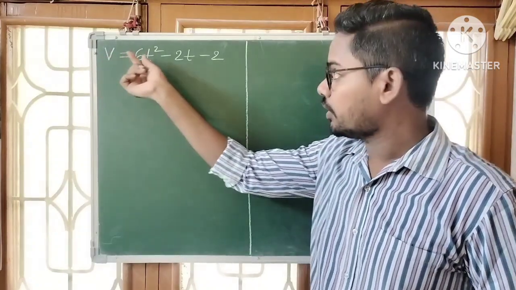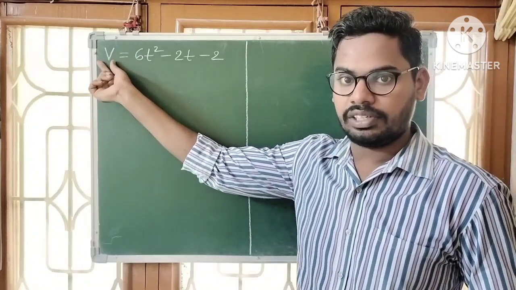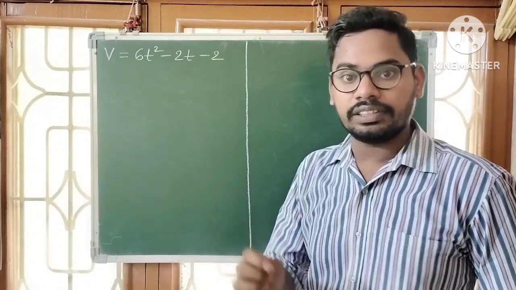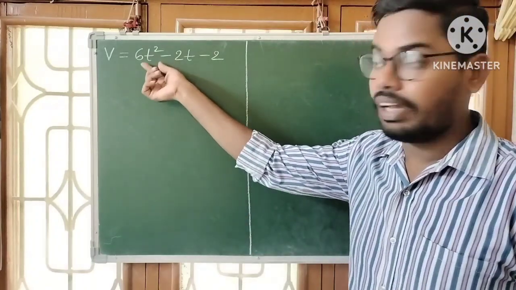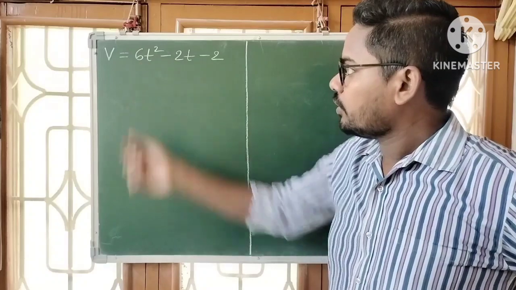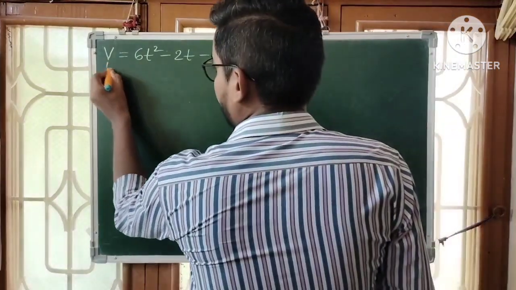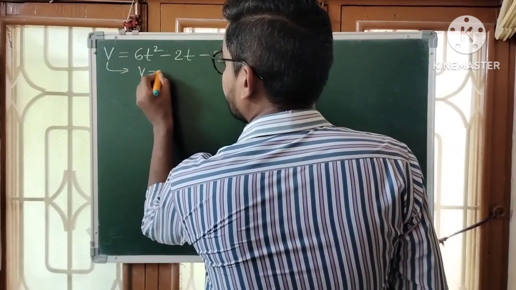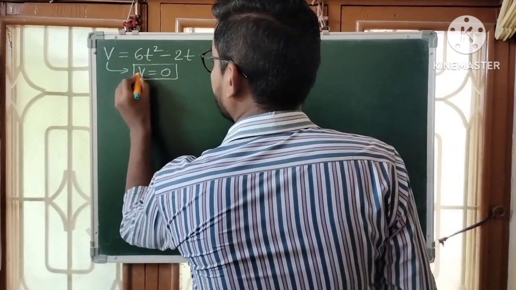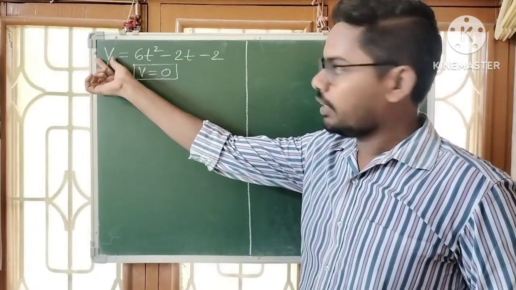Okay na? So here, what value of t should we take so that the velocity becomes 0? That is our answer. So we have to find the value of t. To find the value of t, we have to make the velocity 0. So v is equal to 0. So velocity is 0.